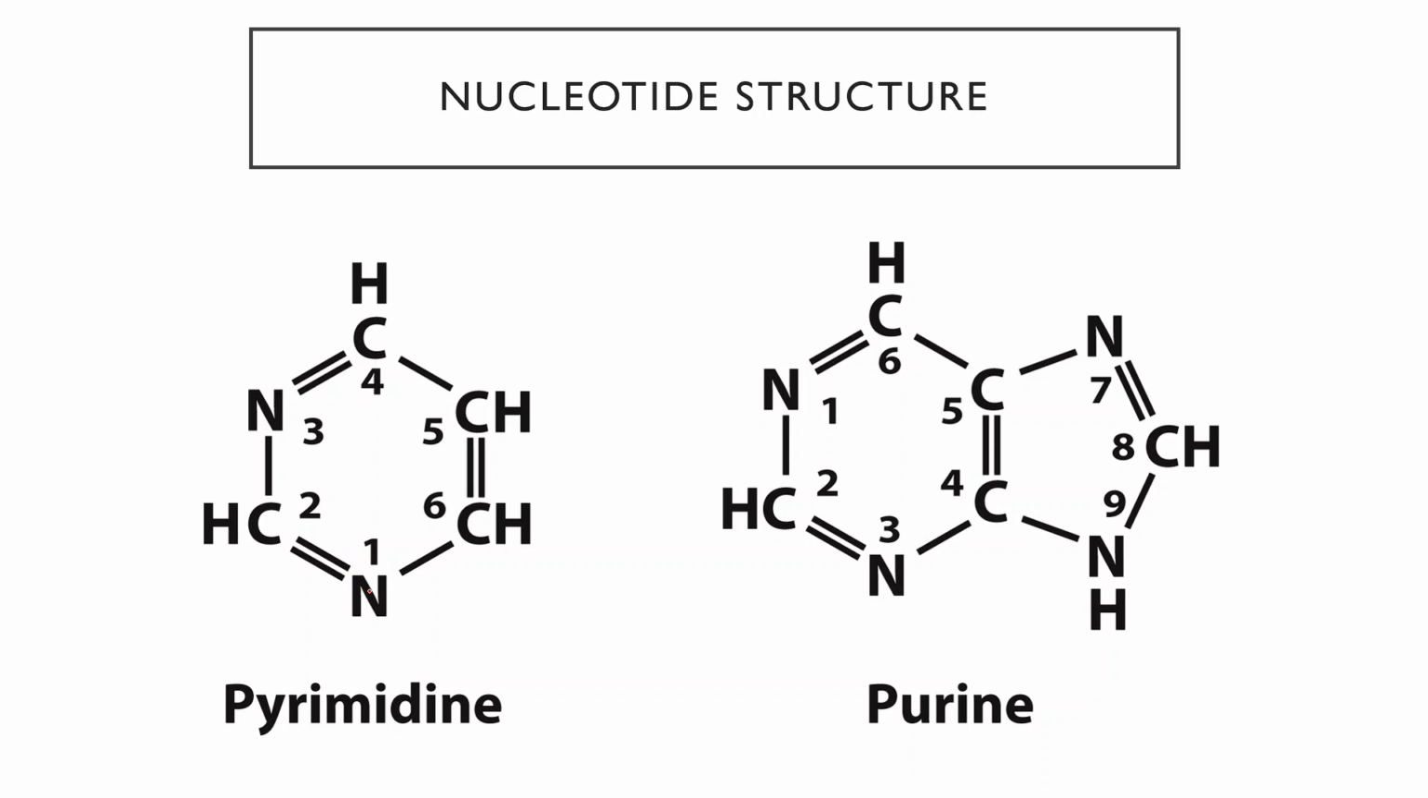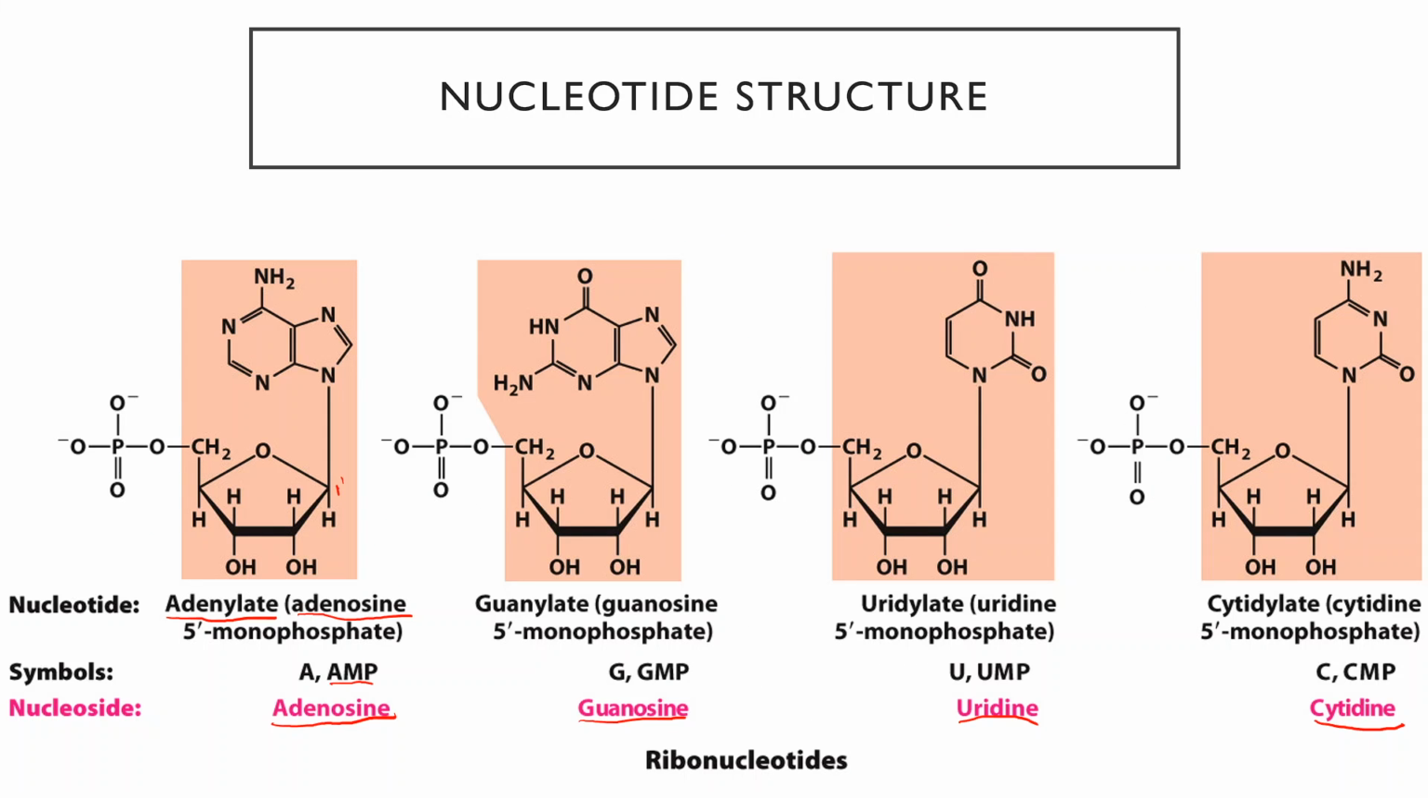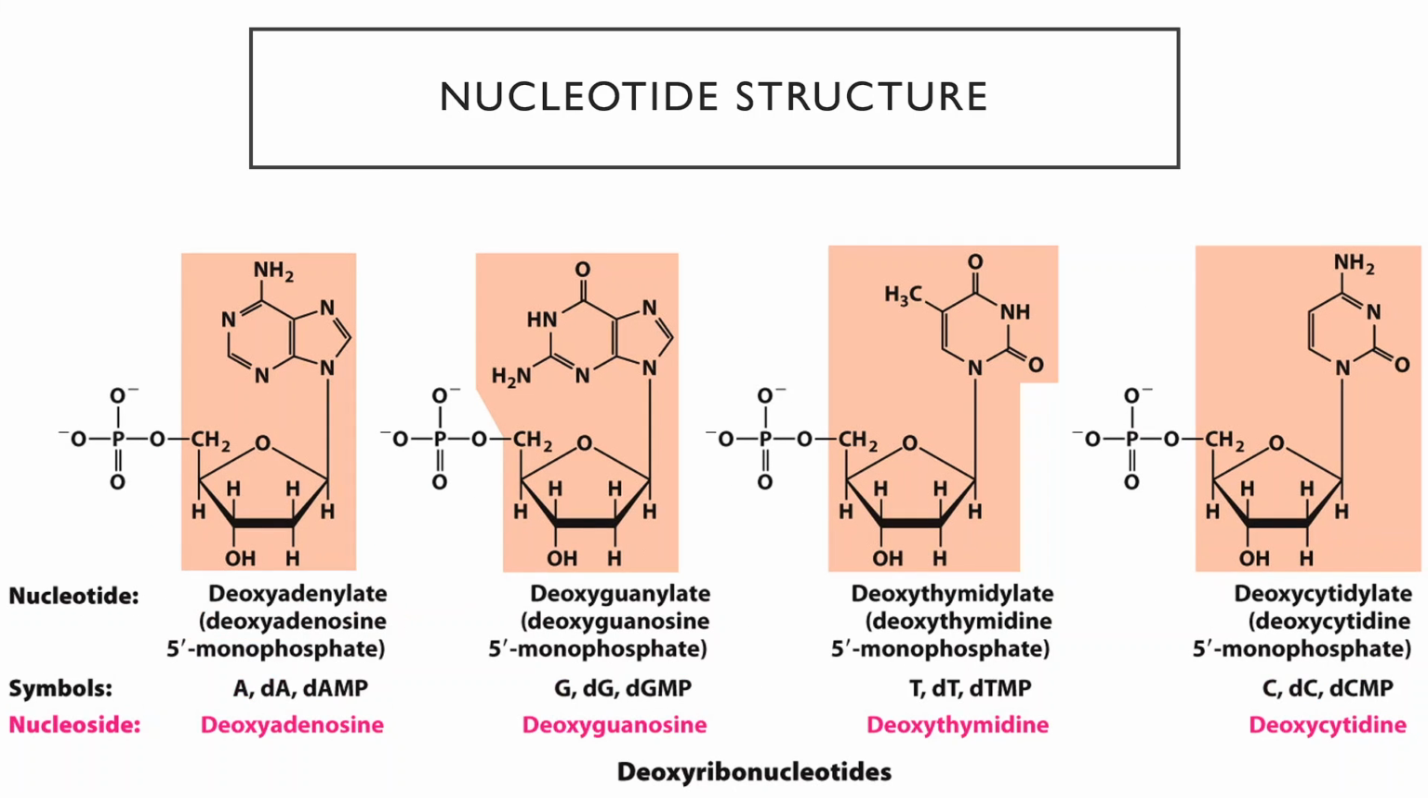So on pyrimidines, the ribose is always attached to the number 1 nitrogen of the ring, and for purines, it's always attached to the number 9 nitrogen of the 5-membered ring there. So that's the general structure of the ribonucleotides.